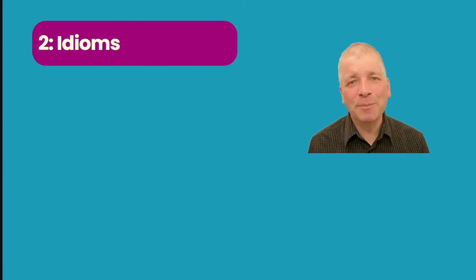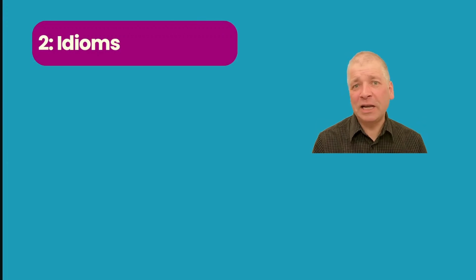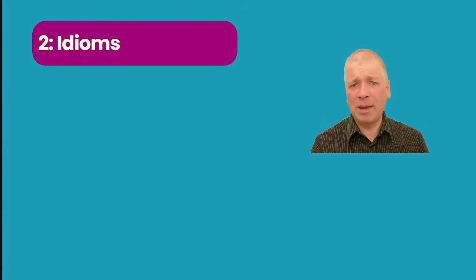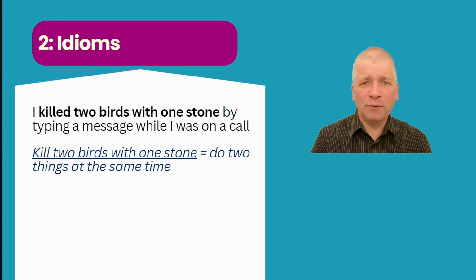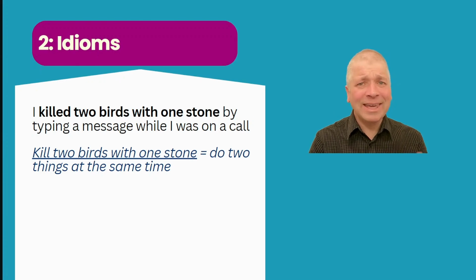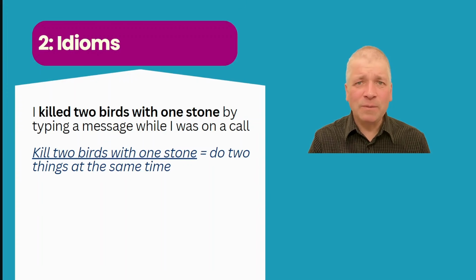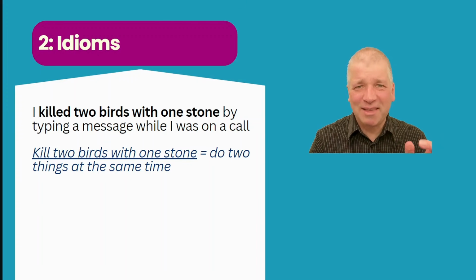Number 2 is perhaps one of the hardest features of English to learn and takes even an advanced learner a long time because there are so many idioms in English and they all can have different grammatical constructions. Here's an example of an idiom now. I killed 2 birds with 1 stone by typing a message while I was on a call. The idiom here is killed 2 birds with 1 stone. And this means to do 2 things at the same time.